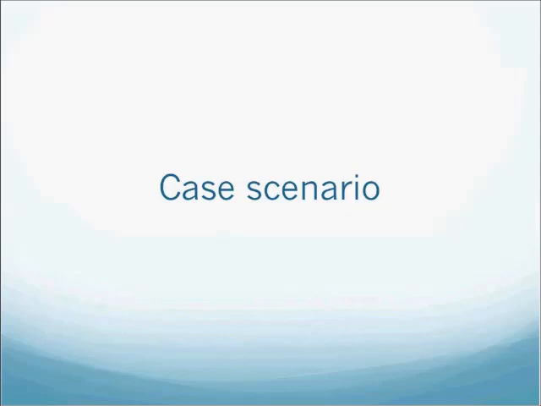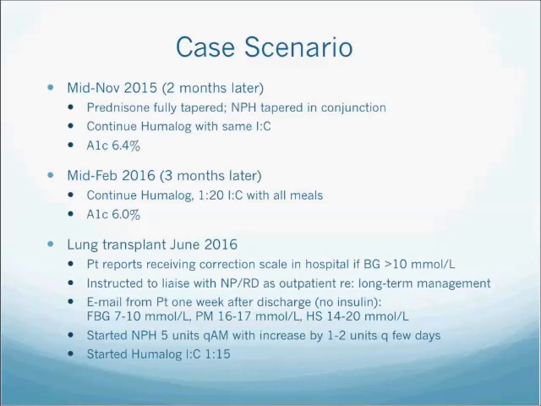Then in mid-November, about 2 months later, her prednisone was fully tapered, and so was her NPH in conjunction with the decrease in steroids. However, she still continued on the Humalog as she needed it with meals, with the same insulin-to-carb ratios. Her hemoglobin A1C, when checked again, was 6.4%. Then in mid-February, 3 months later, she still needed the Humalog, but she was able to adjust her ratios to use 1 to 20 across the board, including her lunch. And her hemoglobin A1C had come down to 6%.